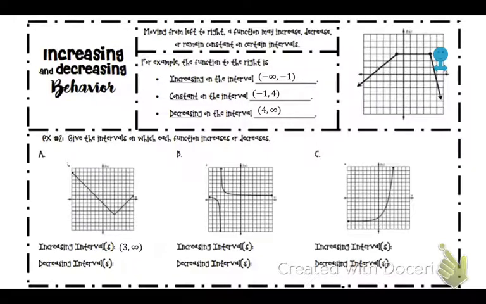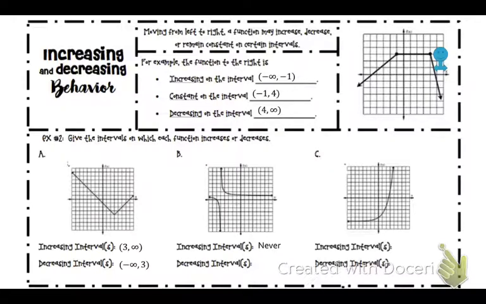So this increases from, if we start left, right, that starts decreasing and then it increases. So our increasing interval is from 3 to infinity. The decreasing interval is from -infinity to 3. Okay? Increasing on B, this never increases.